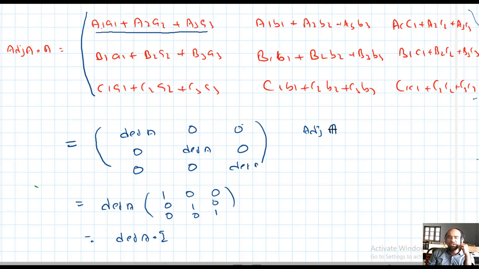Adjoint A into A equal to det A into I. Det A is a real number, you know. I can divide throughout by det A, that is not a big problem. And it is also given that det A is not equal to 0, a non-singular matrix. That's why I am dividing adjoint A by det A.